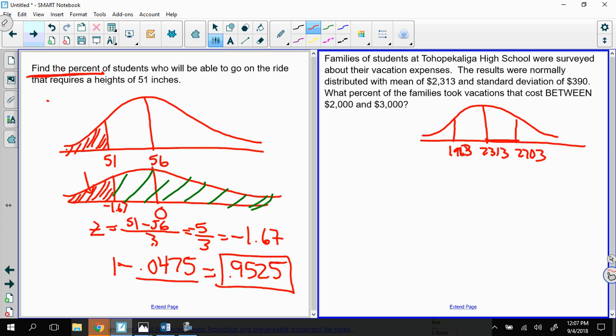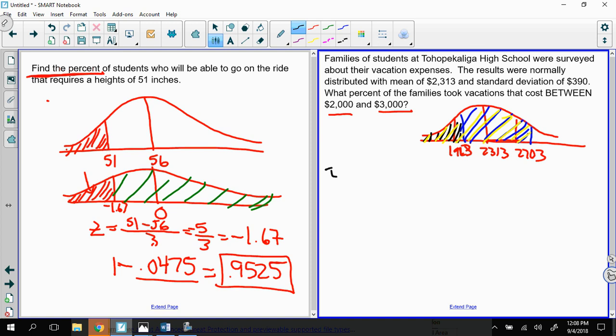So about 68% of our families at our high school would be able to afford a vacation between $1,923 and $2,703. And we want to know what is the percent of families that took vacations between $2,000 and $3,000. So we already know we're looking for kind of an in-between this time. So here's 2,000, here's 3,000. We're looking for this in here. Well, first, I would look at this and go, okay, if I knew this value, and I knew this yellow value here, from our table, we can figure out the black and we can figure out the yellow. So I'm going to go with the black first.